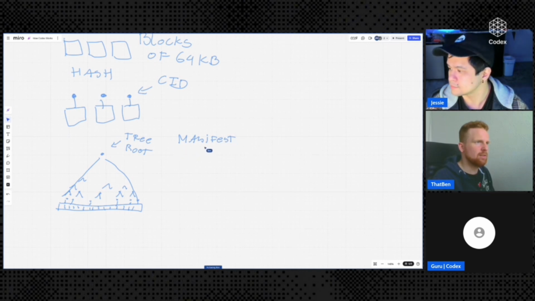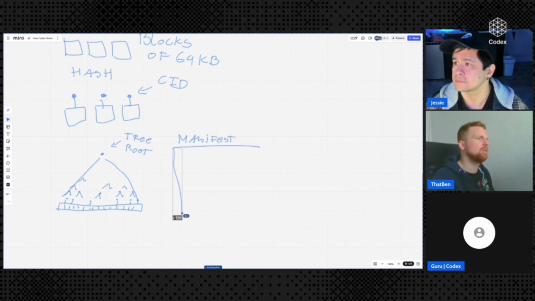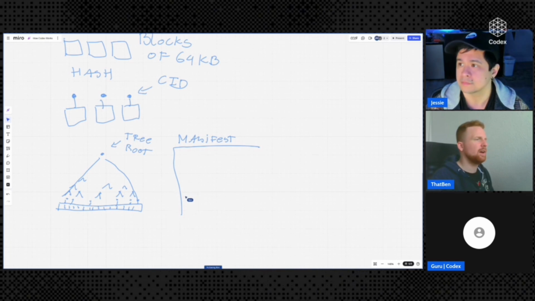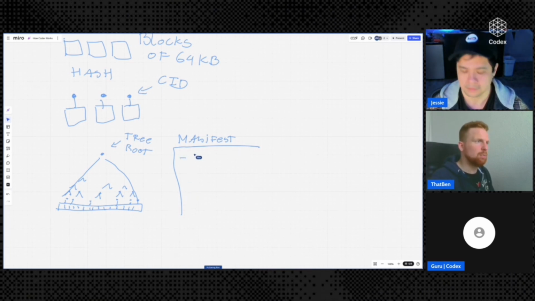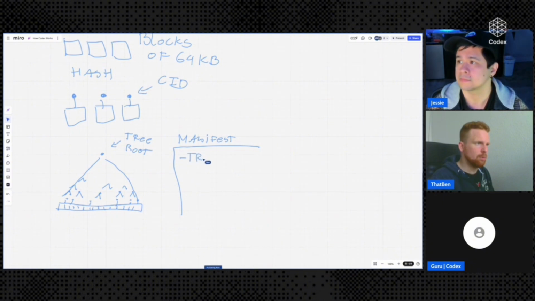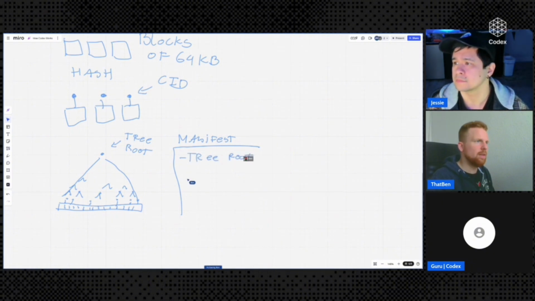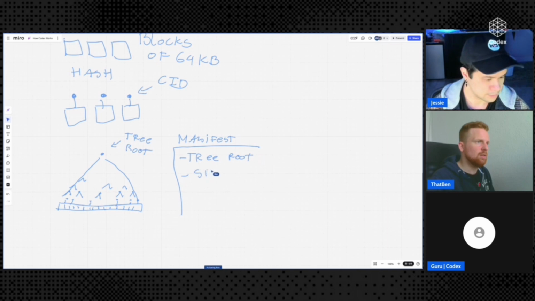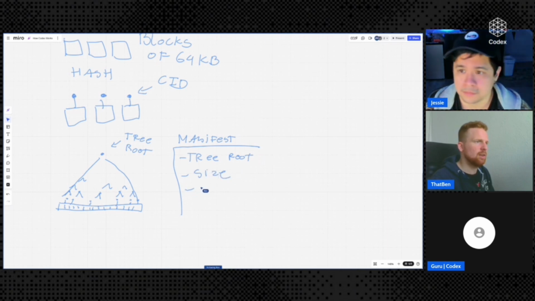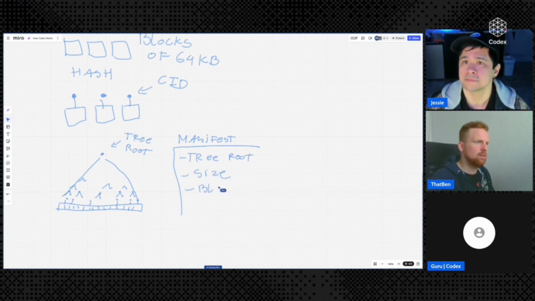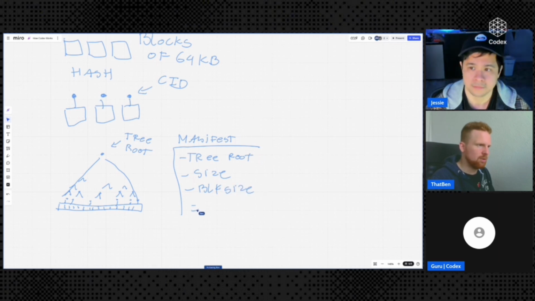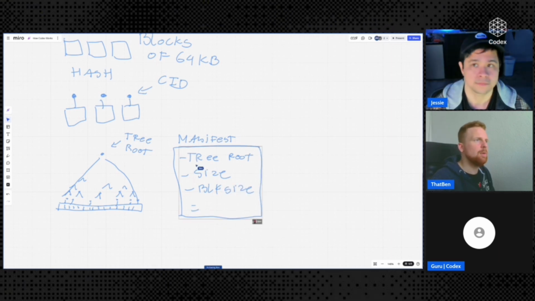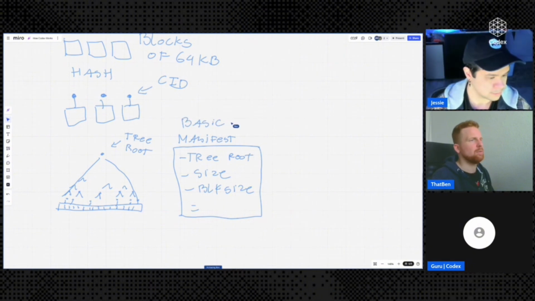A manifest. And in the manifest, we put all the information we need about this data set. So obviously, we put the tree root in there, and then we put the size of the data set, and we put the block size, and a bunch of other properties. And that forms the basic manifest.